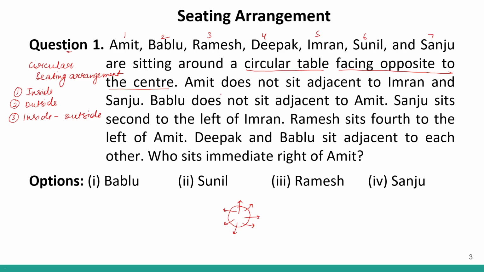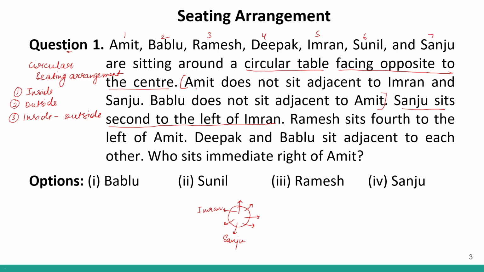Okay, now it is given to us that Amit does not sit adjacent to Imran and Sanju. So we cannot place it anywhere on this chart. So let us hold this information. Bablu does not sit adjacent to Amit. Again, we cannot use this information. Sanju sits second to the left of Imran. So I can use this information that Sanju sits second to the left of Imran. So if Sanju sits over here, Sanju will sit second to the left. That means Imran will sit over here. Correct? Imran will sit over here. Sanju will be over here.